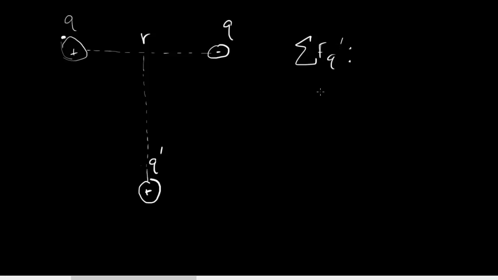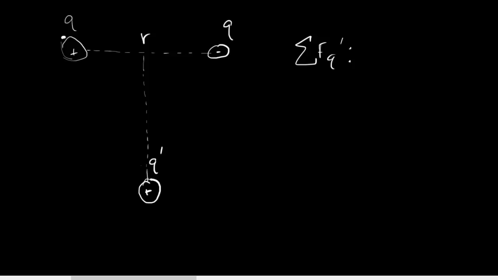Okay, so in this case, to solve this problem, we're going to use the principle of superposition. The principle of superposition says that when you're finding the force on a particular charge, Q prime in this case, you can find the force between Q prime and some other charge, let's say negative Q, while forgetting about all the other charges involved. So we're going to find the force between Q prime and negative Q and forget about the plus Q, and then we're going to find the force between Q prime and plus Q, forget about this negative Q, and then add those forces vectorially.